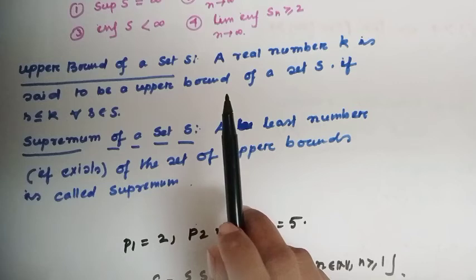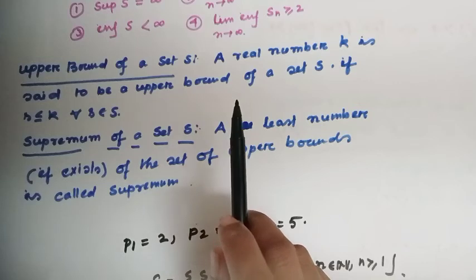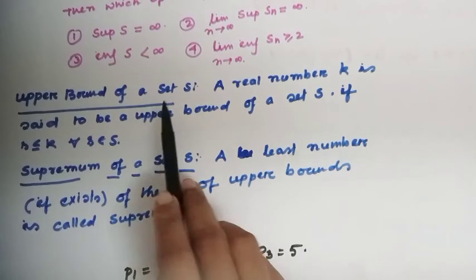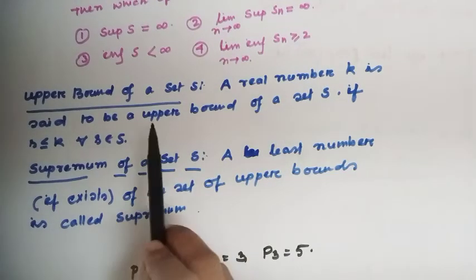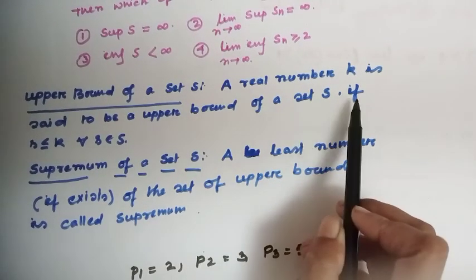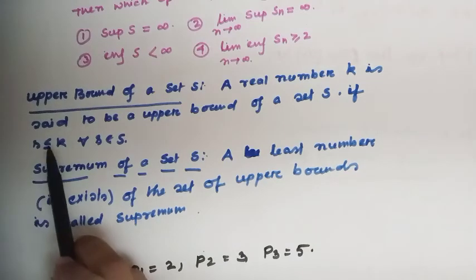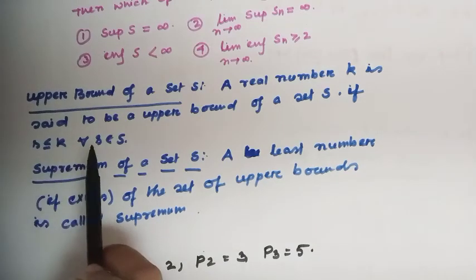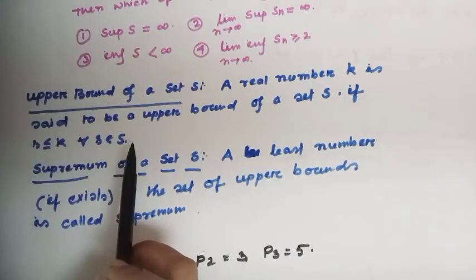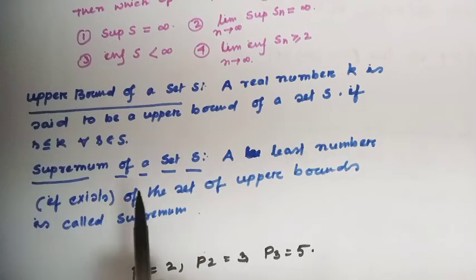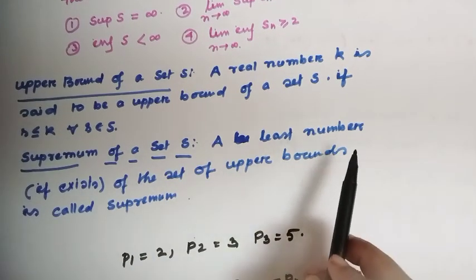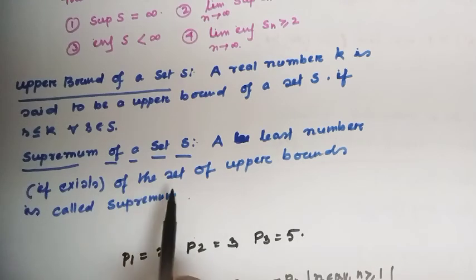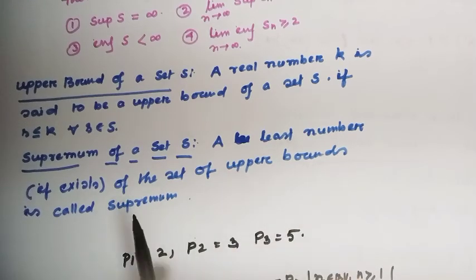At first, recall the definition again. What is the upper bound of a set S? A real number k is said to be an upper bound of a set S if small s is less than or equal to k for all small s belonging to capital S. And what is the supremum of a set capital S? The least number, if it exists, of the set of upper bounds is called the supremum.